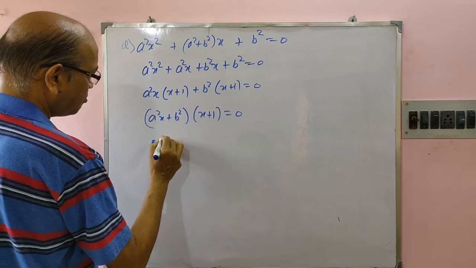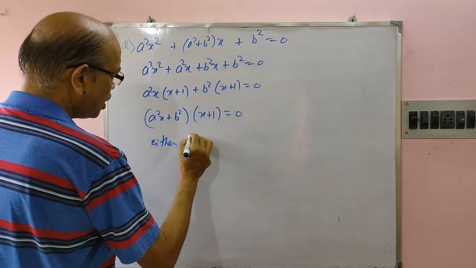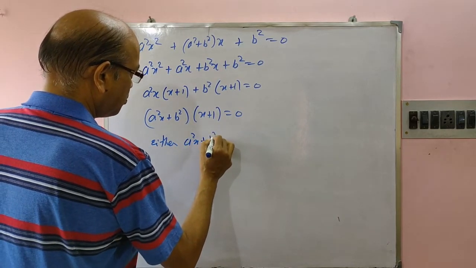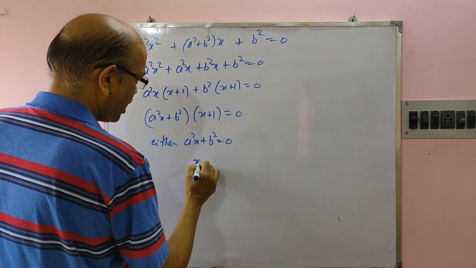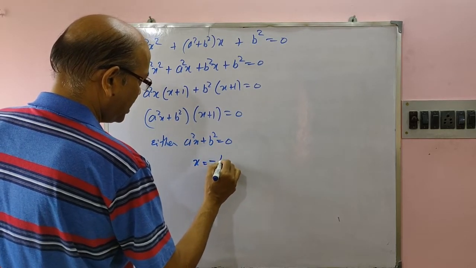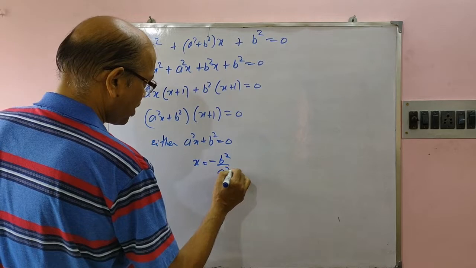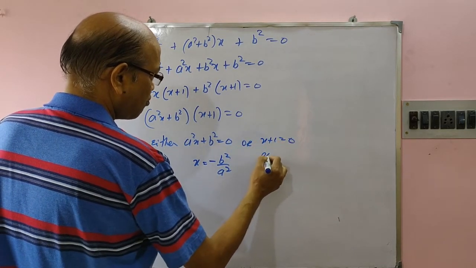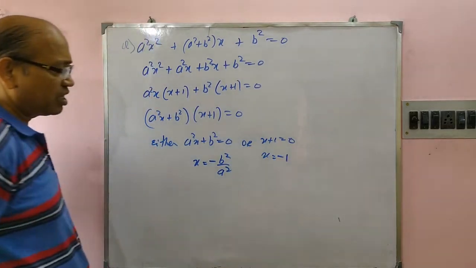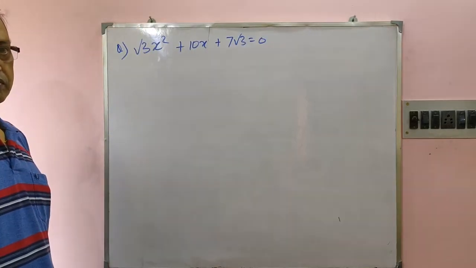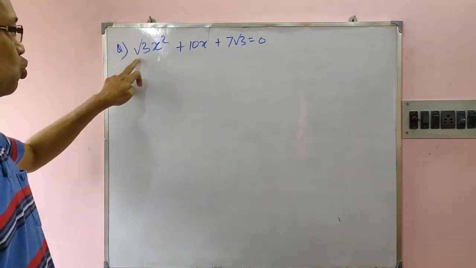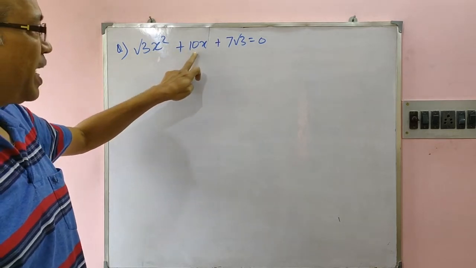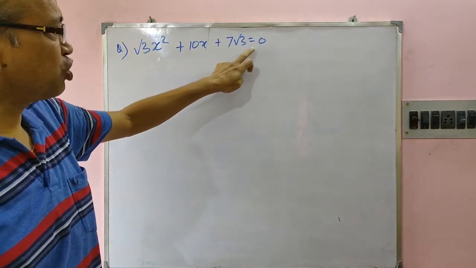Therefore either a square x plus b square equals 0, therefore x equals minus b square by a square, or x plus 1 equals 0, therefore x equals minus 1. Is it clear? The next question: root 3 x square plus 10x plus 7 root 3 equals 0.